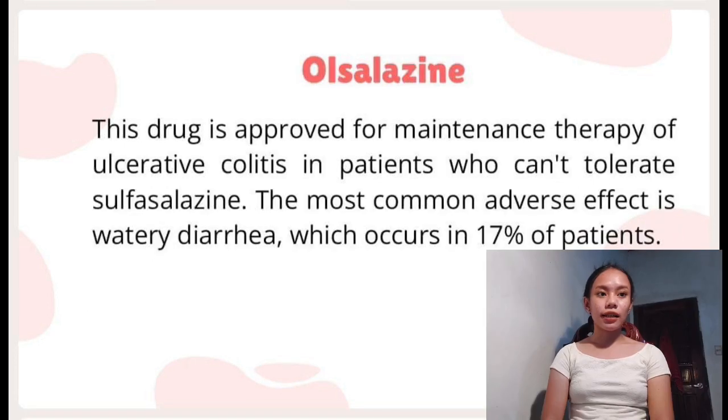Next drug is the olsalazine. This drug is approved for maintenance therapy of ulcerative colitis in patients who can tolerate sulfasalazine. The most common adverse effect is watery diarrhea, which occurs in 70% of patients. Other adverse effects include abdominal pain, cramps, acne, rash, and joint pain. Olsalazine is supplied in 250 mg oral capsules.